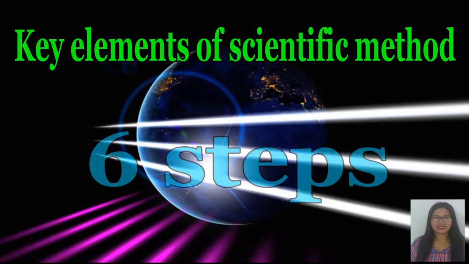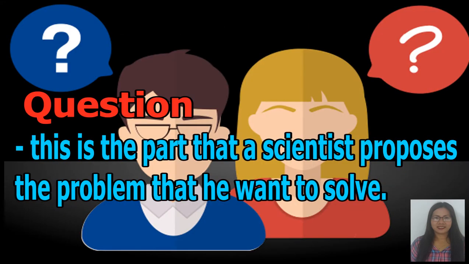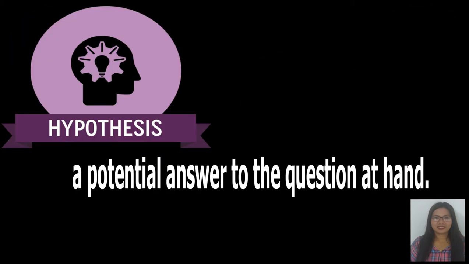There are 6 key steps that characterize the scientific method. The first step is the question. This is the part where the scientist proposes the problem that he wants to solve. A well-conceived question usually leads to a hypothesis, the second step of the scientific method. It is a potential answer to the question at hand.